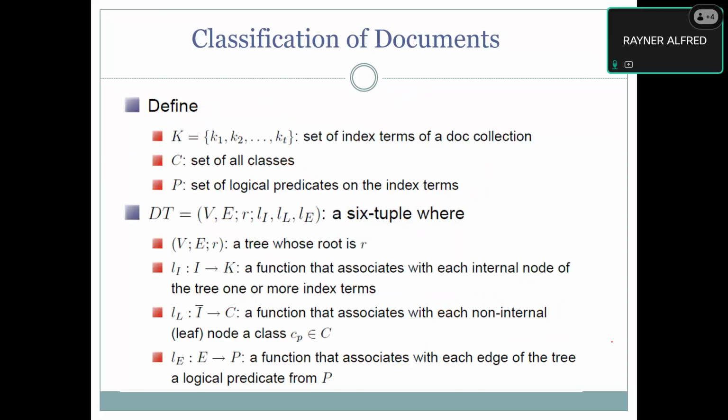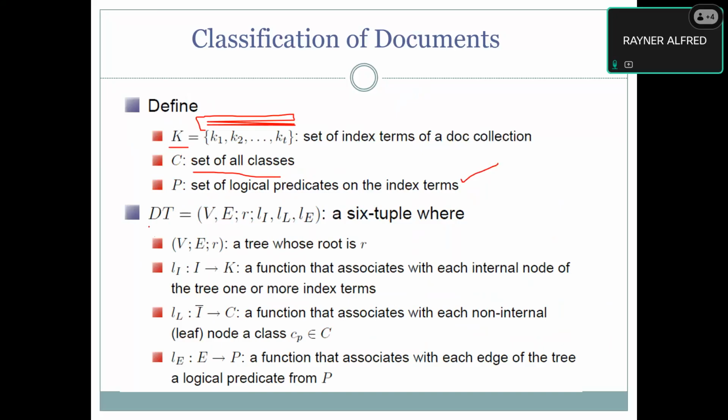So when we want to do the classification of the document, we need to define some of the term. For instance, we need to define the set of index term of a document collection. So this become your keyword that you want to use to split your document. And you also have predefined classes, and also you have some set of logical predicate of the index term. This is we want to use to find the direction for a new document. Where should they go based on the keyword that they have.